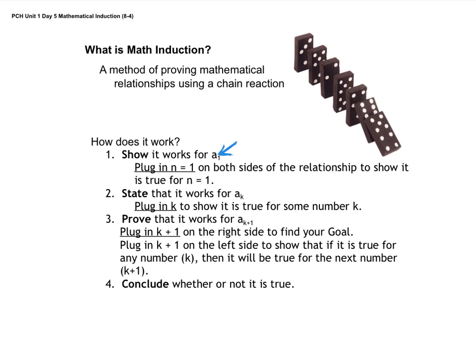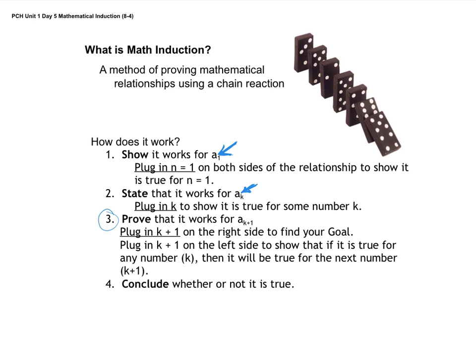Then what did we do? We went down the line and we just picked a random domino. And we said, hey, it's going to work for this one. Okay? So that's the next thing that we do in our process. We're going to just make a statement. We're going to say, because we did prove it works for one, suppose it works for some random term, a sub k. And then here's where the majority of the work comes in. The majority of the work is going to come in right here on step 3. You've got to prove that if it works for a sub k, it will automatically work for the next one, a sub k plus 1.